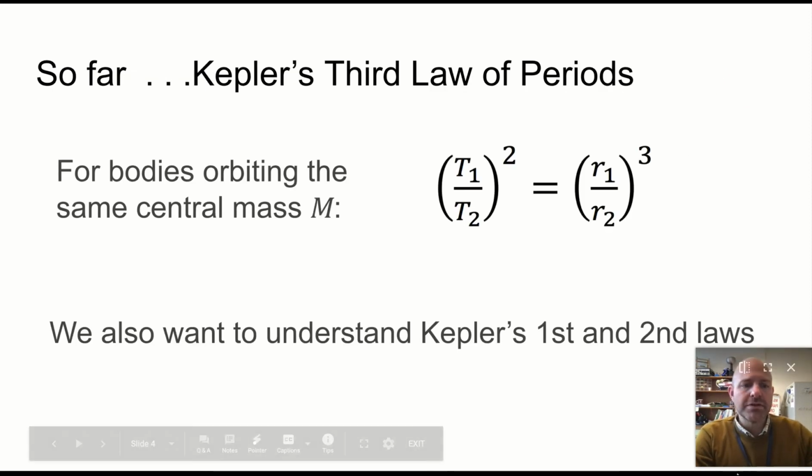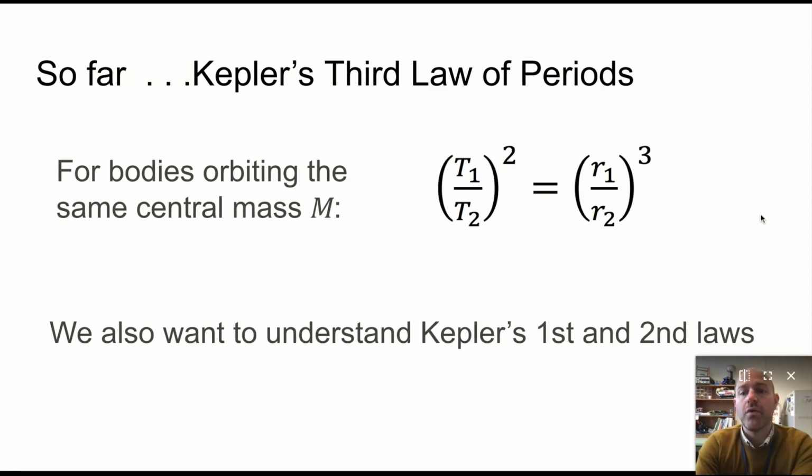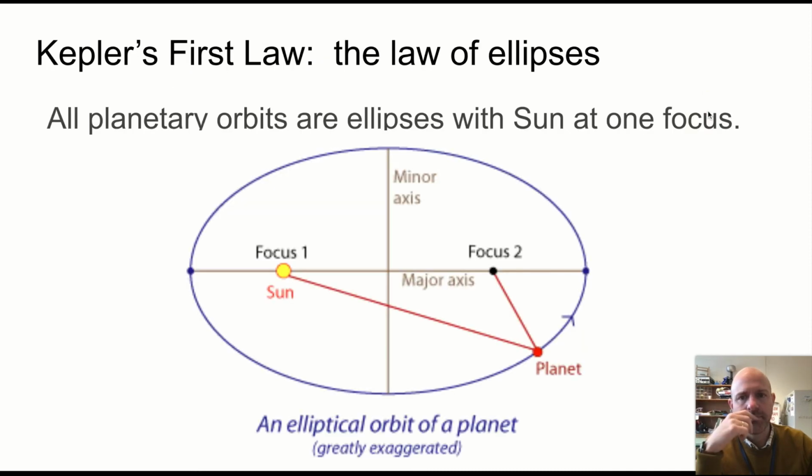We've already talked about Kepler's third law that says that for two objects orbiting the same central mass, the ratio of their period squared is equal to the ratio of their orbital radii cubed. This is also true if instead of orbital radii, we're talking about A, which is the semi-major axis. That also works for elliptical orbits.